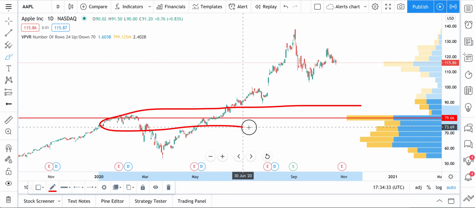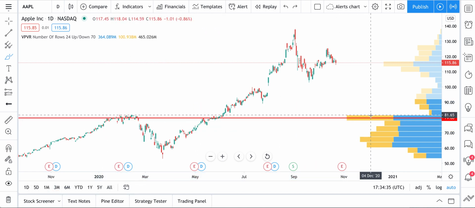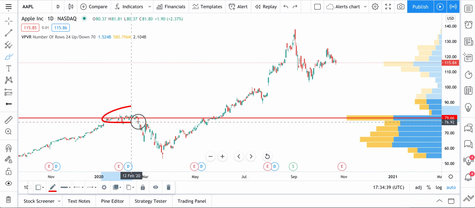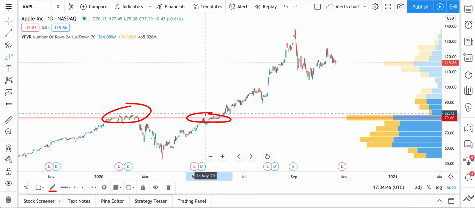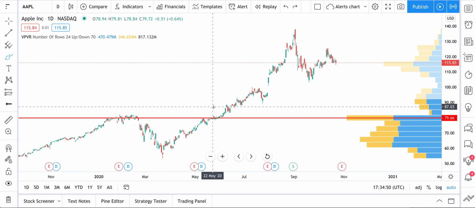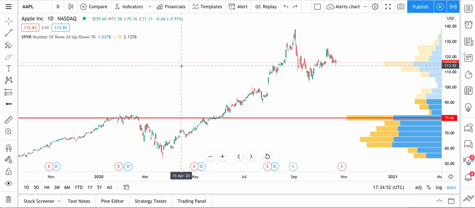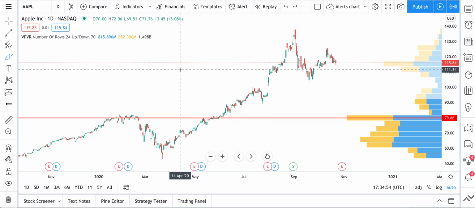So this red line means point of control. And as you can see, these are the volume bars. There was a ton of trading volume at this exact price of $79, $80. And it took place at these two moments in Apple's history. So volume profiles are another way to examine price action and volume at the same time.